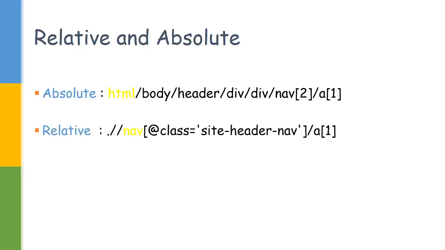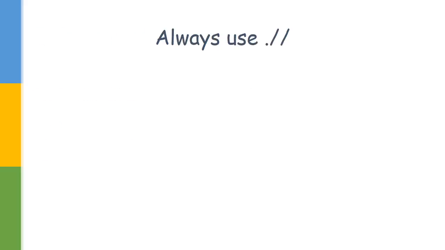The better way is a relative XPath, where you know a unique element which can be uniquely identified. For example, here the nav, which can be identified using a class. Then you find the link. The best way would be to directly identify whatever element you want. For example, here we are identifying an element which is a link having a text called pricing. So always prefer directly identifying the element.